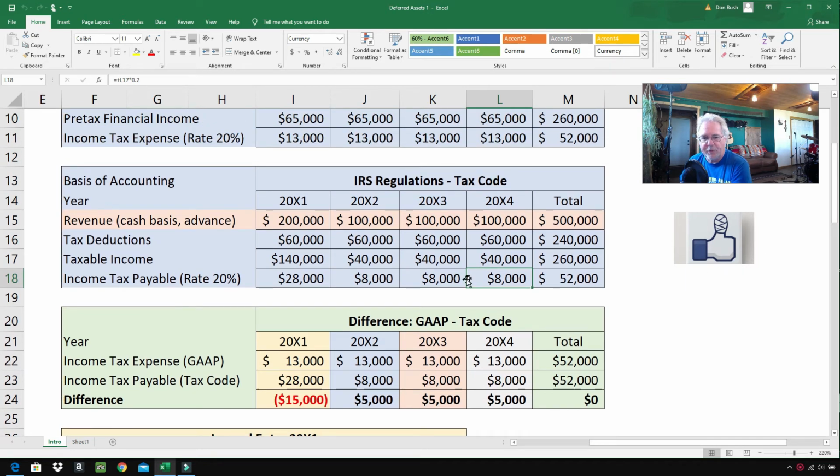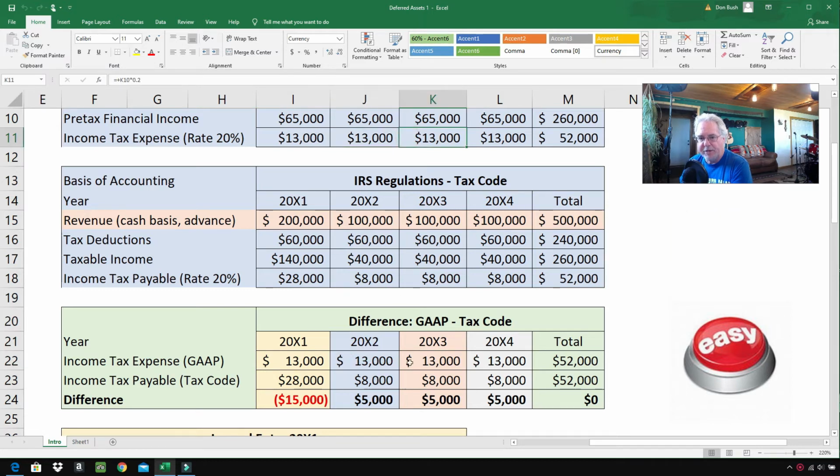And what we have in the first line here is income tax expense according to GAAP. I just got it from this top chart. As you can see, we've got $13,000 every single year here. There we go, $13,000 and so on and so forth. That all adds up to $52,000 as it did right up here.